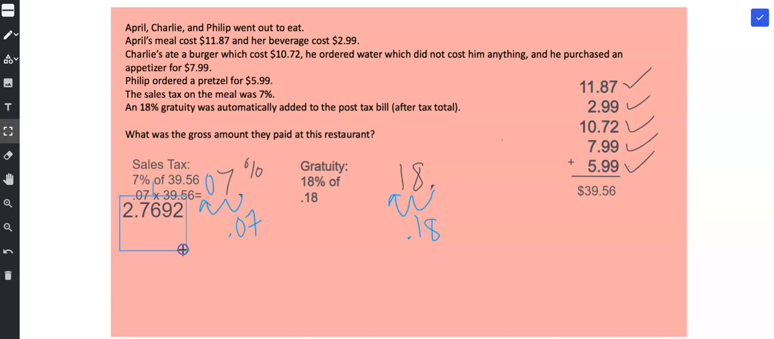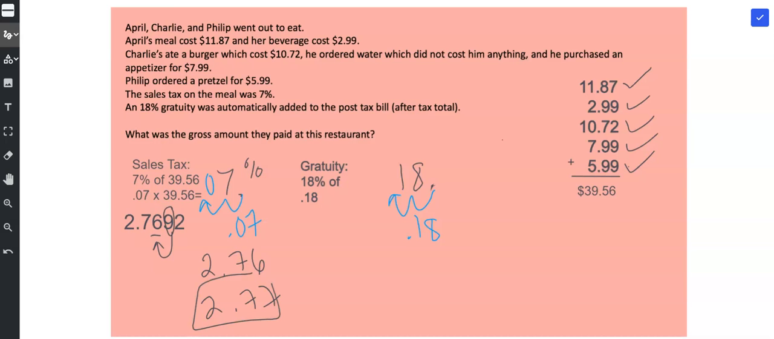With money, you only use 2 decimal places. So I'll round this to the nearest hundredth. So does this stay $2.76 or does it go up to $2.77? Well, 4 or more, you let it soar to $2.77 for the tax. So that's the tax amount.